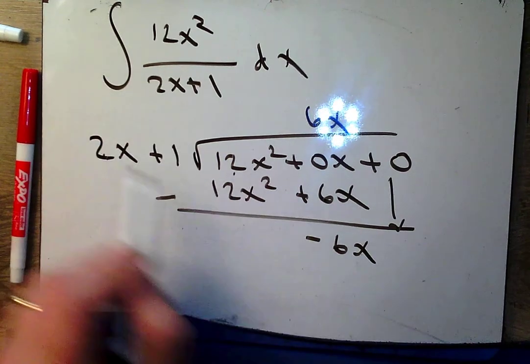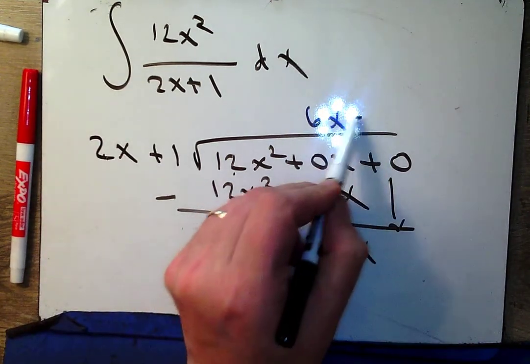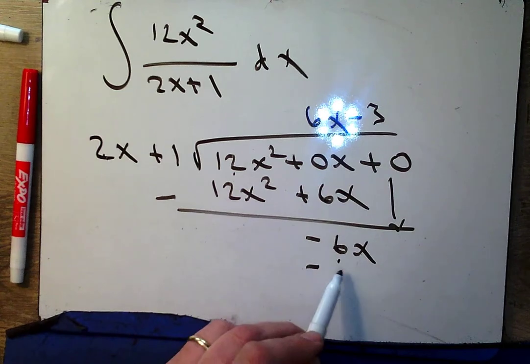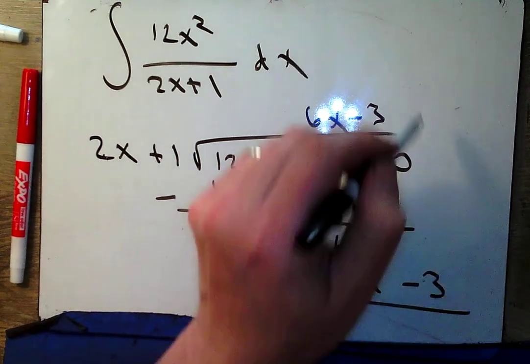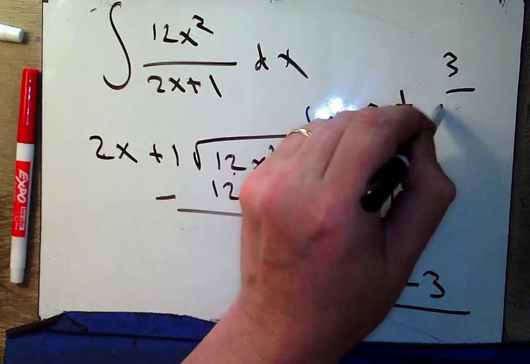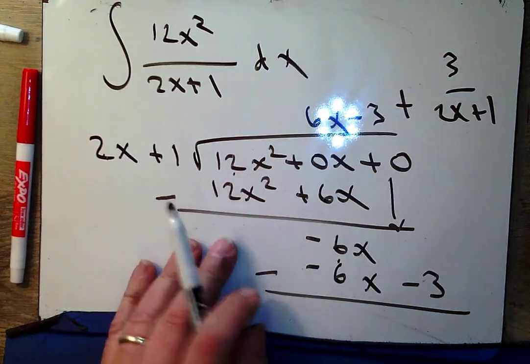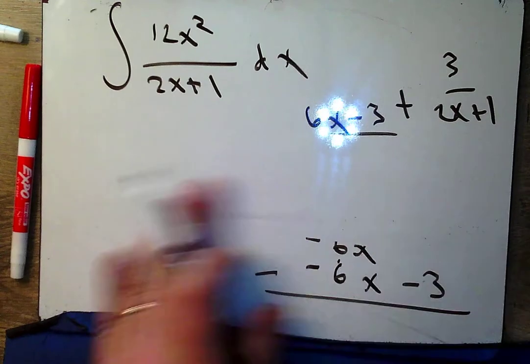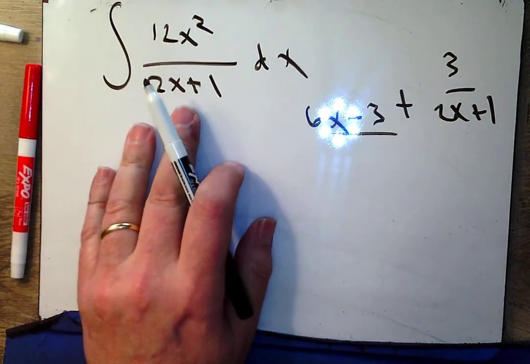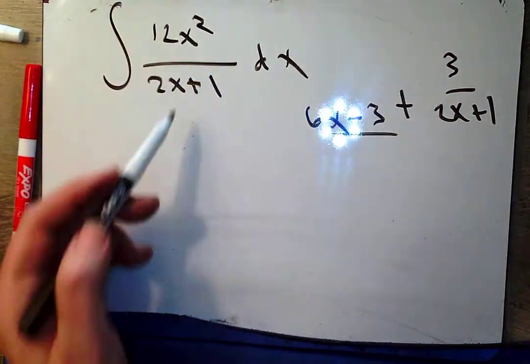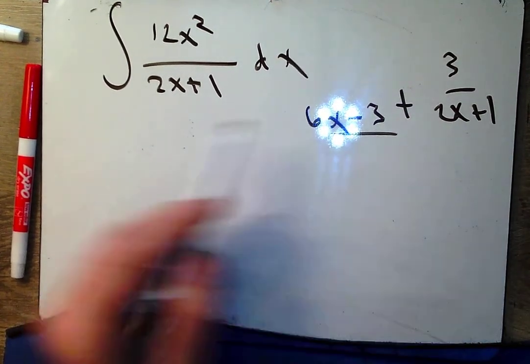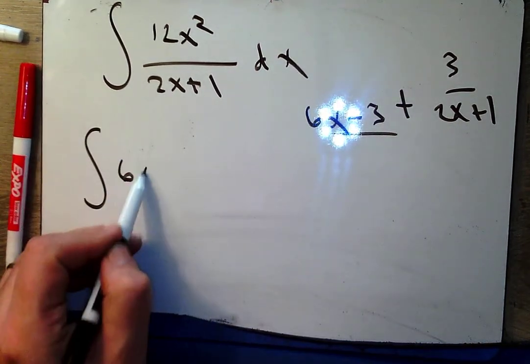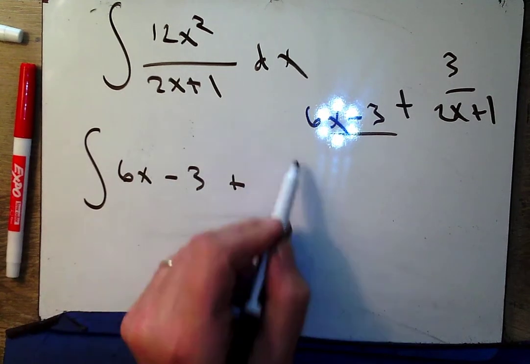So what do I multiply this by to make this? It's going to be negative 3. And it's negative 6x minus 3. And I subtract. And I end up with plus 3 over 2x plus 1. Okay, so this thing I know what to do with, except that it had a slant asymptote. This thing I can in fact break up into 3 other things.